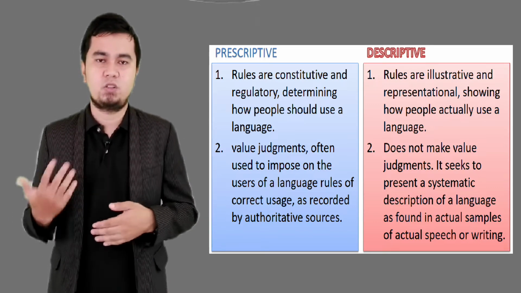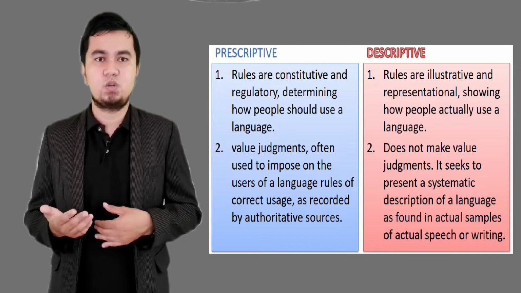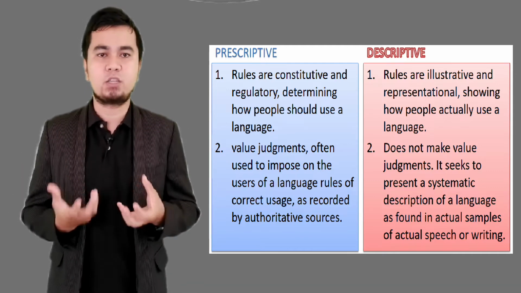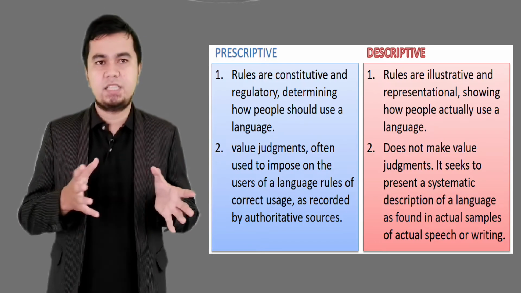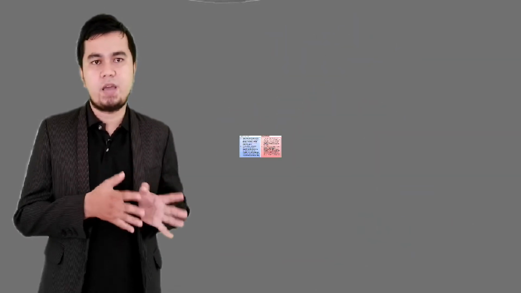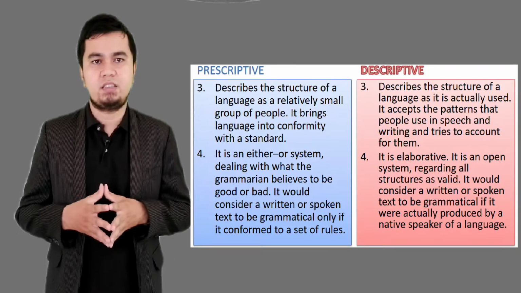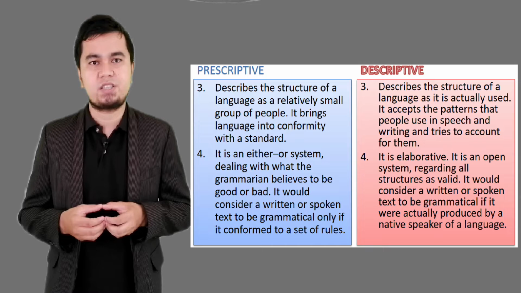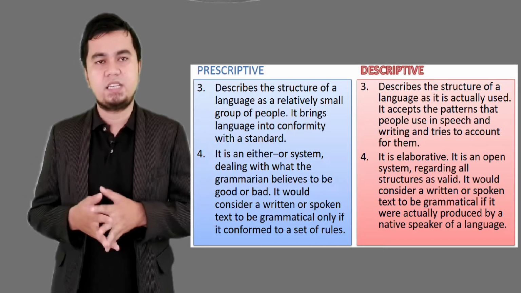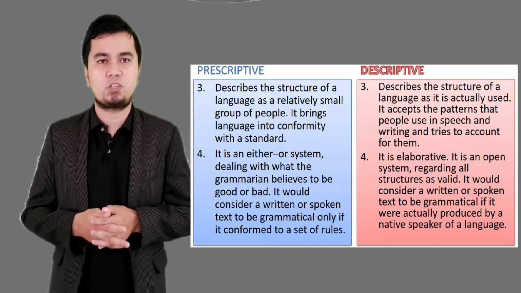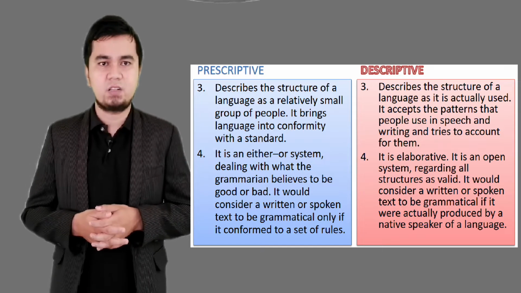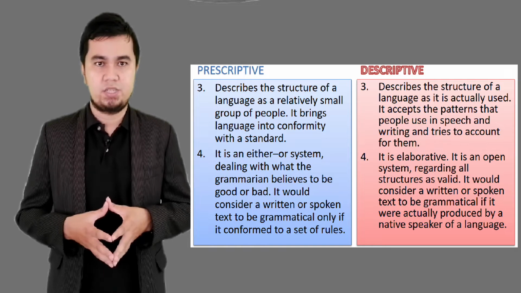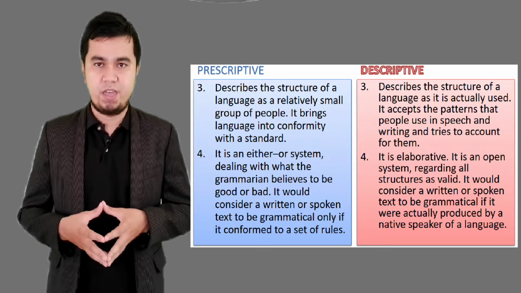Just like I taught you last time, it seeks to present a systematic description of a language as found in actual samples of actual speech or writing. The prescriptive grammar describes the structure of a language as used by a relatively small group of people. This brings language into conformity with the standard. On the other hand, the descriptive grammar describes the structure of a language as it is actually used. It accepts the patterns that people use in speech and writing and tries to account for them.